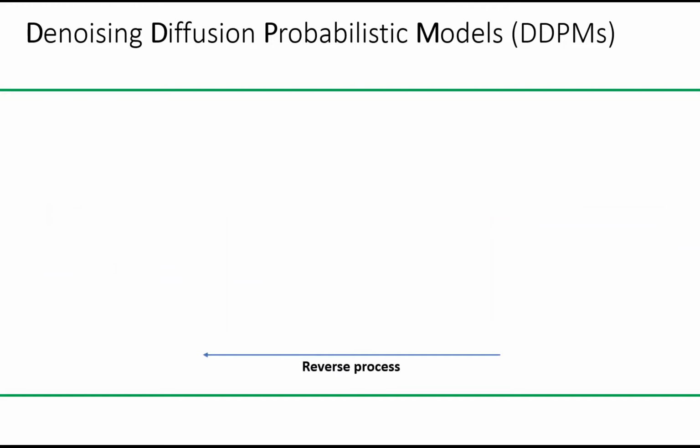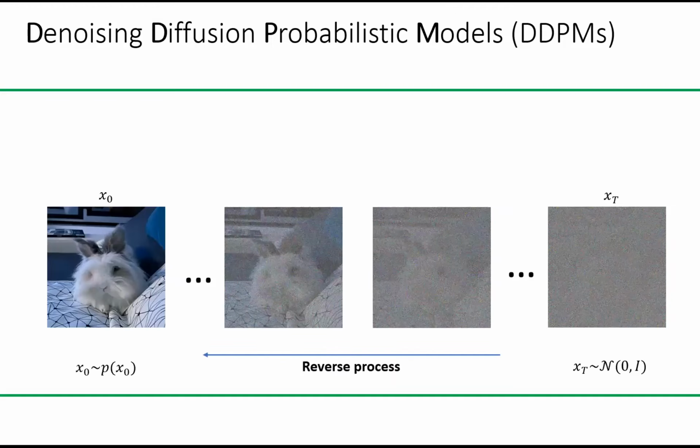Then we have the reverse process, where we will take a sample from this normal distribution of mean 0 and identity covariance matrix, and we will get xT minus 1, xT minus 2, and keep going until we get x0. So slowly we are able to remove the noise, keep removing noise until it becomes a sample from the original distribution. Those are the two processes, the forward process and the reverse process.